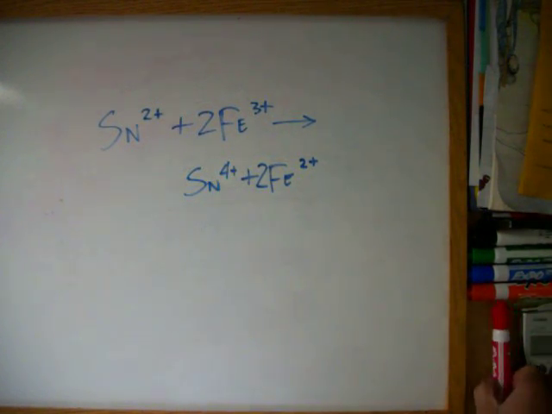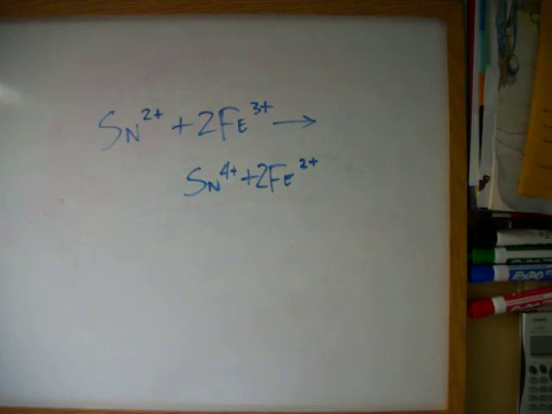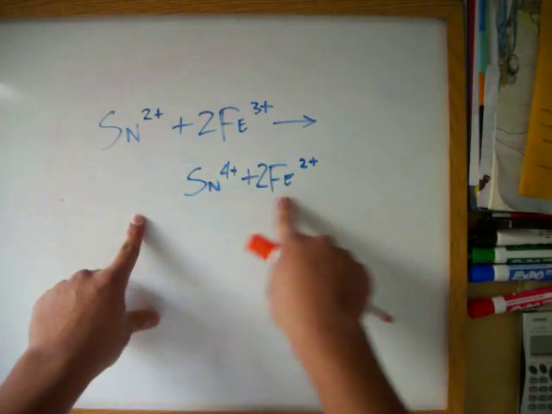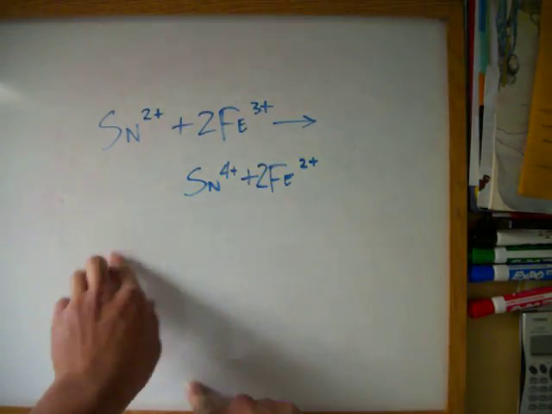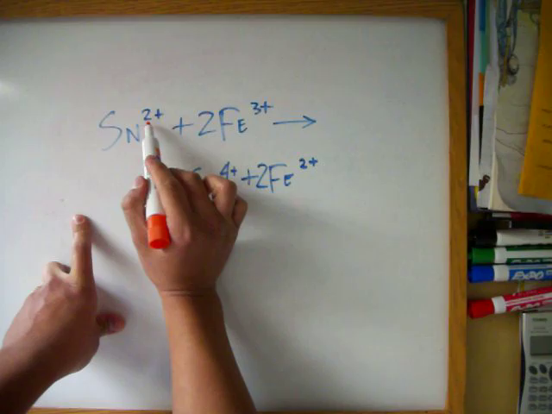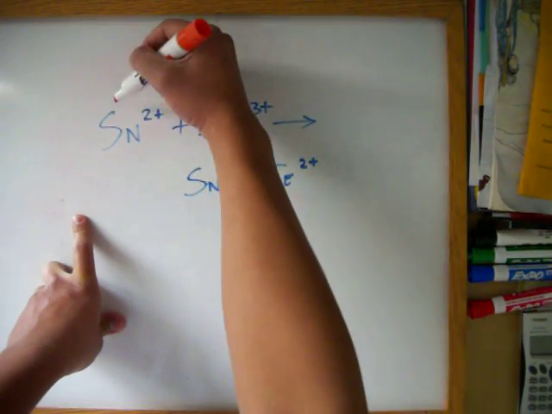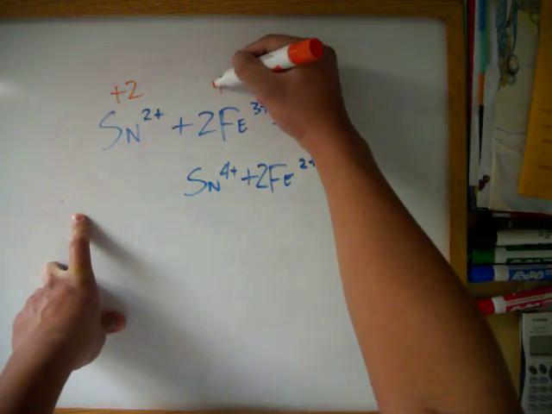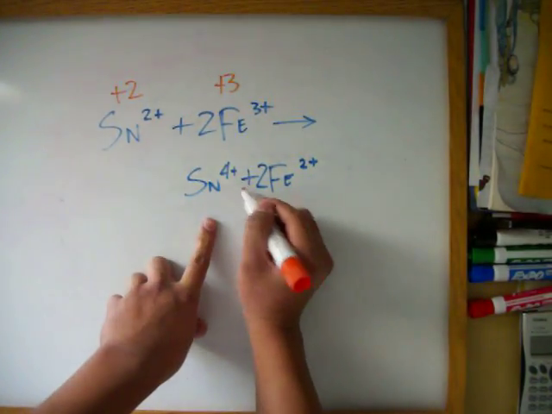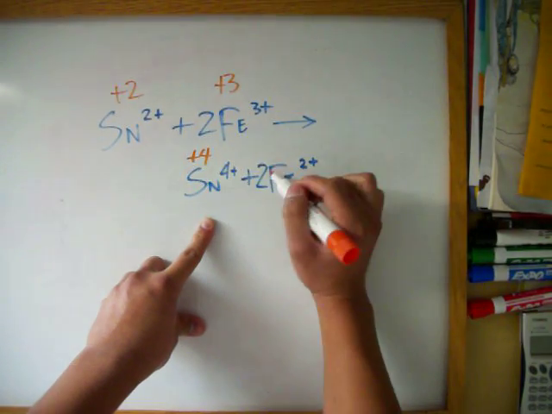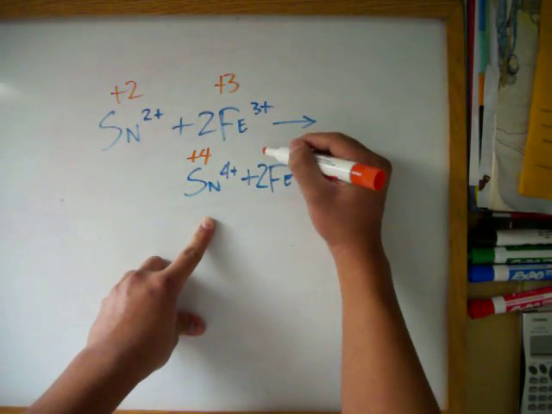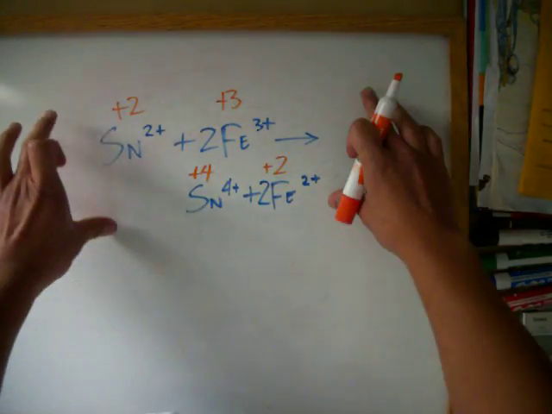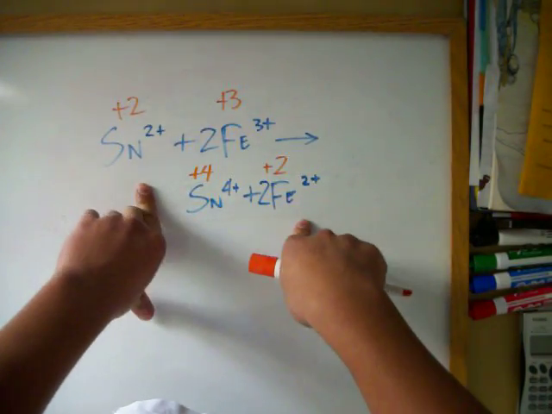First, we have to take their charges, and it's pretty easy from this equation. It's going to get a little bit harder through the video. Okay, so Sn2+ has a plus 2 charge. Fe3+ has a plus 3 charge. Sn4+ has a plus 4 charge, and Fe2+ has a plus 2 charge. And that's basically it. This is a redox reaction, and we already found the charges of each element.